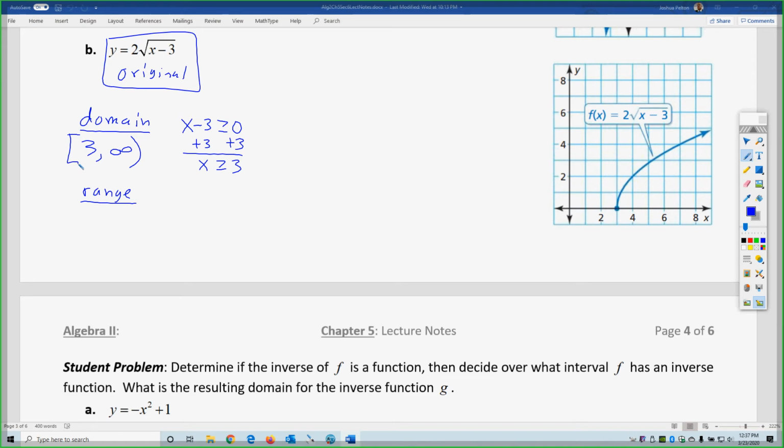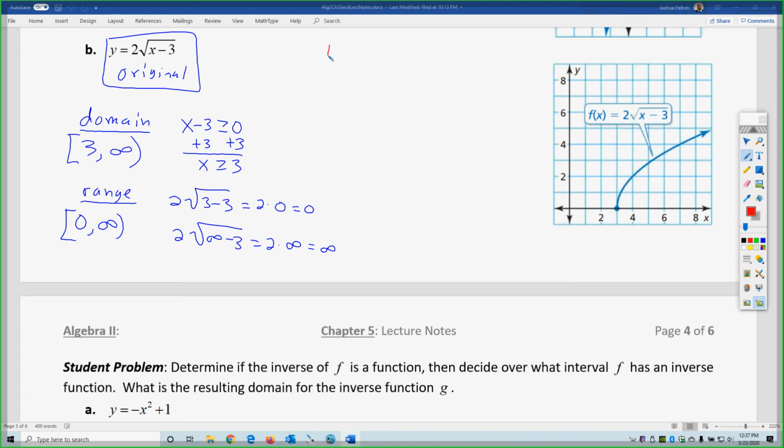So plug it in. 2 times the square root of 3 minus 3, and 2 times the square root of infinity minus 3. Well, that's going to be 2 times 0, and that's going to be 2 times infinity. So that's 0 to infinity. So my range is 0 to infinity. Okay, and if you look at the graph, that verifies over there. It starts at 3, goes forever to the right. Starts at 0, goes forever up. Okay. All right, let's do our inverse now.